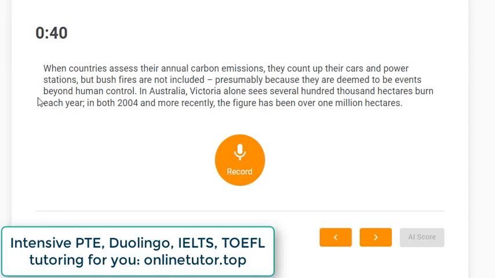When countries assess their annual carbon emissions, they count up their cars and power stations. But bushfires are not included, presumably because they are deemed to be events beyond human control. In Australia, Victoria alone sees several 100,000 hectares burn each year. In both 2004 and more recently, the figure has been over 1 million hectares.